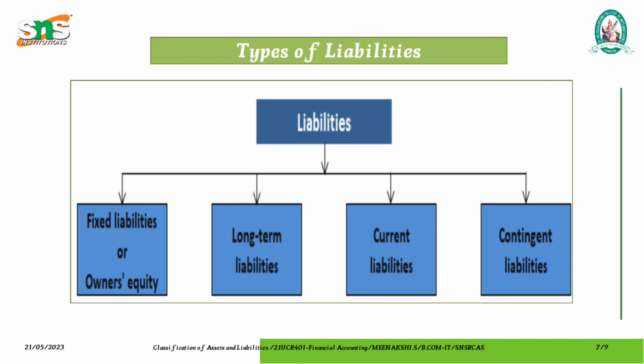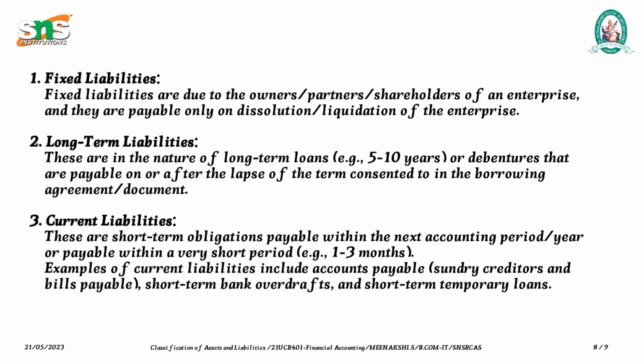Now we are going to learn about various types of liabilities. Liabilities can be classified broadly into 4: fixed liability, long-term liability, current liabilities, and contingent liability. Fixed liabilities are due to owners, partners, shareholders of an enterprise and they are payable only on dissolution or liquidation of an enterprise. Long-term liabilities are such loans or debentures that are payable on or after lapse of term consented to in the borrowing. Then current liabilities, these are short-term obligations payable within next accounting period.